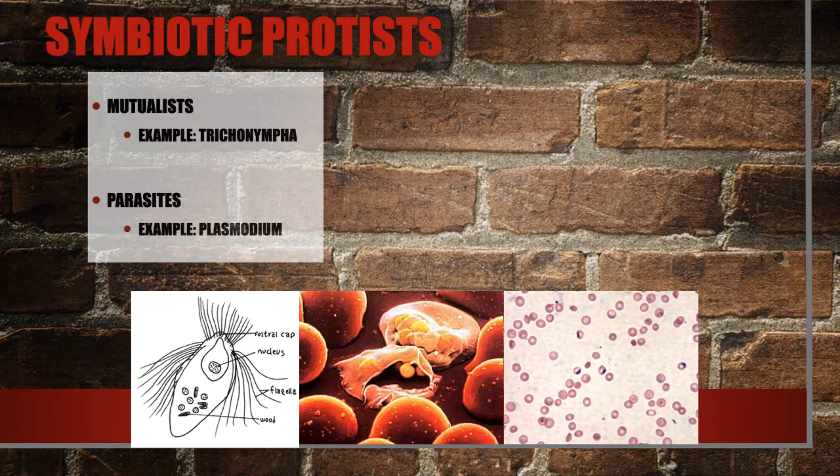Ever wonder how termites can eat wood? They have inside of them a protist that actually helps them break it down. And that's how they do it. Okay? And it kind of looks like this. So you don't have to remember these words at all, but just know that there's some that are symbiotic, some are mutualists, some are parasites. Trichonympha, I think that's right.